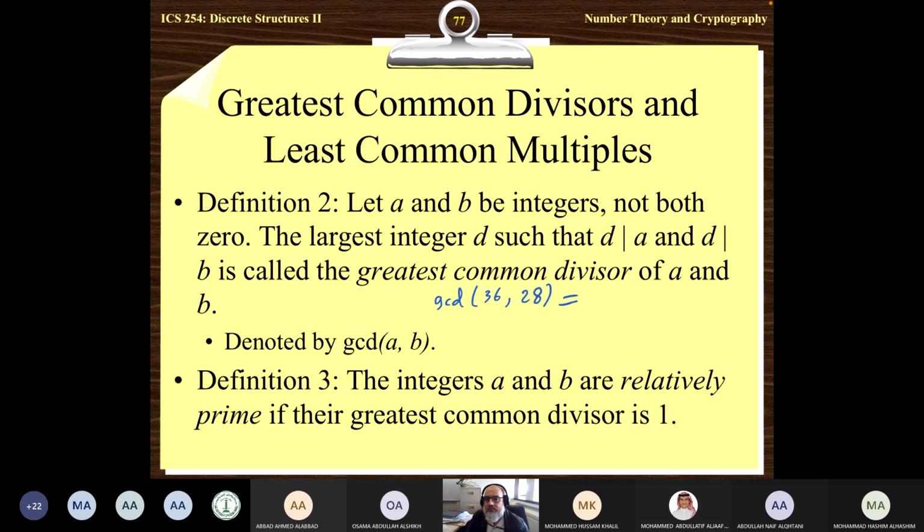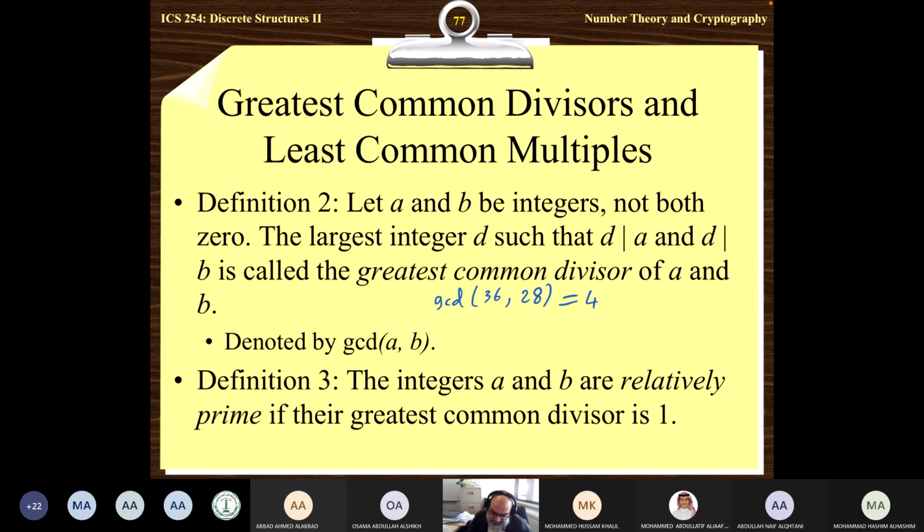Eight or 4. The greatest common divisor of 36 and 28 is 4. 36 is 4 multiplied by 9, and 28 is 4 multiplied by 7. So 4 is the greatest integer that will divide both A and B, both 36 and 28. We denote this by GCD(A, B).